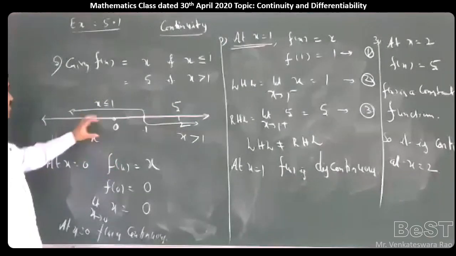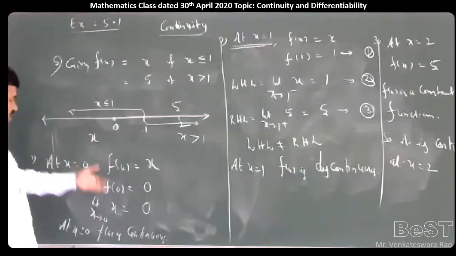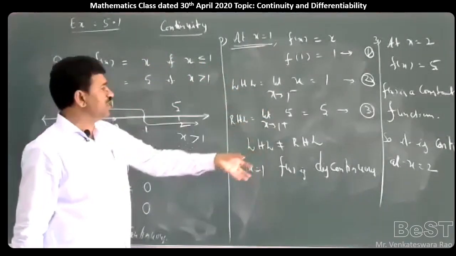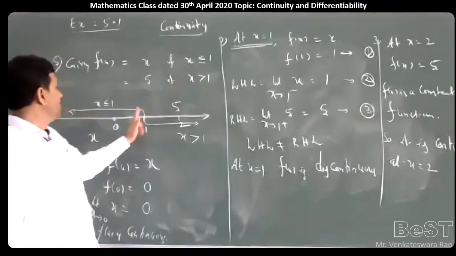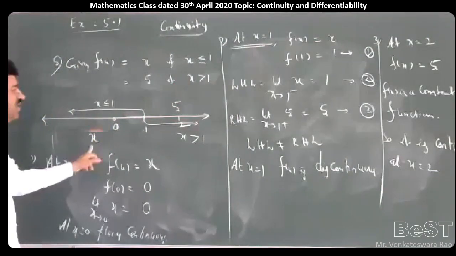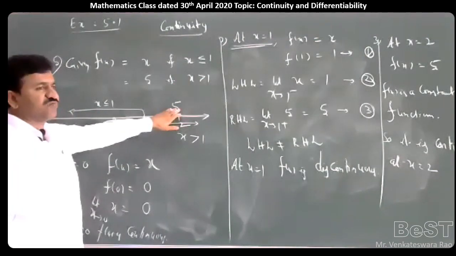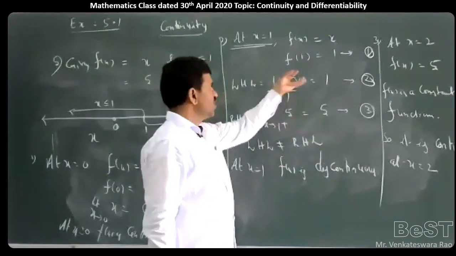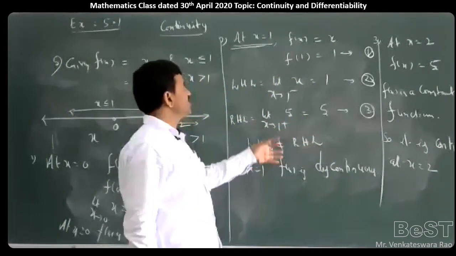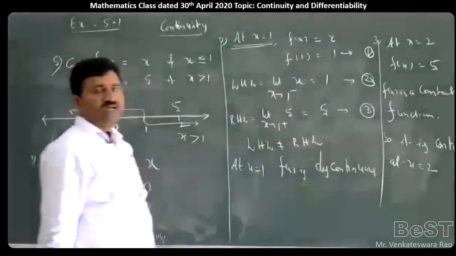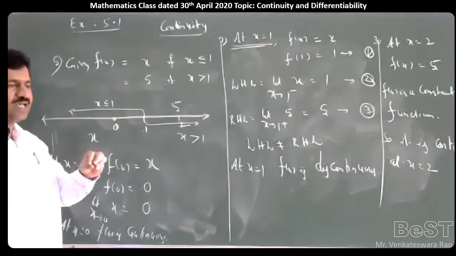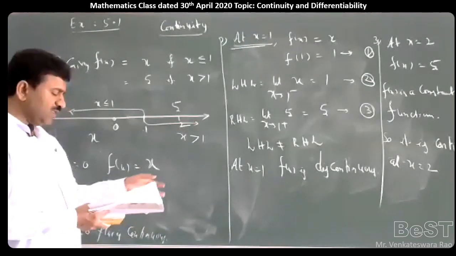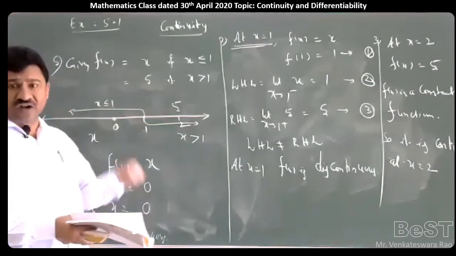First, at x is equal to 0, the function is continuous, and at x is equal to 2 it is a constant function, so it is continuous. But at x is equal to 1, the left neighborhood is defined as x, the right neighborhood is defined as 5. Left limit we got 1, right limit we got 5. So LHL is not equal to RHL, so at x is equal to 1 it is discontinuous. By using these questions you can perfect the definition of continuity.